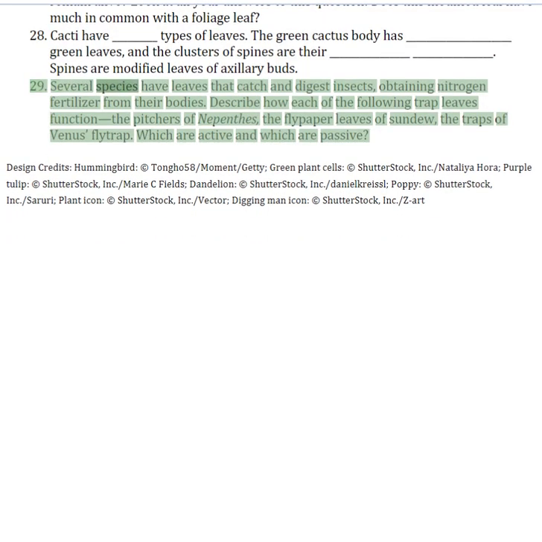29. Several species have leaves that catch and digest insects, obtaining nitrogen fertilizer from their bodies. Describe how each of the following trap leaves function: the pitchers of Nepenthes, the flypaper leaves of sundew, the traps of Venus flytrap. Which are active and which are passive?